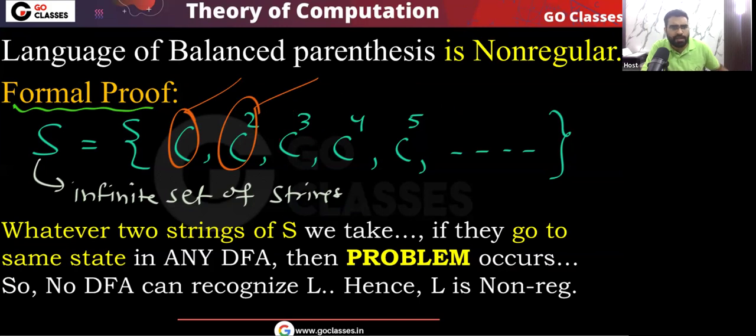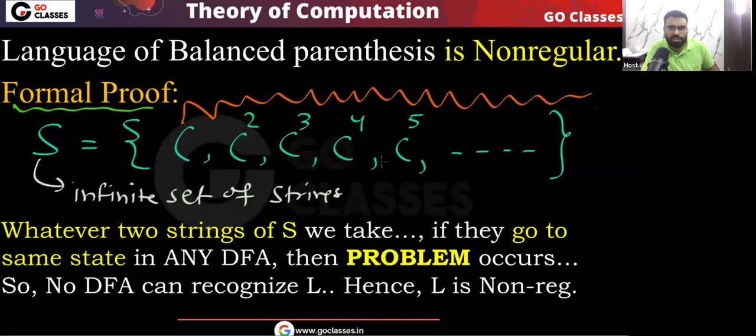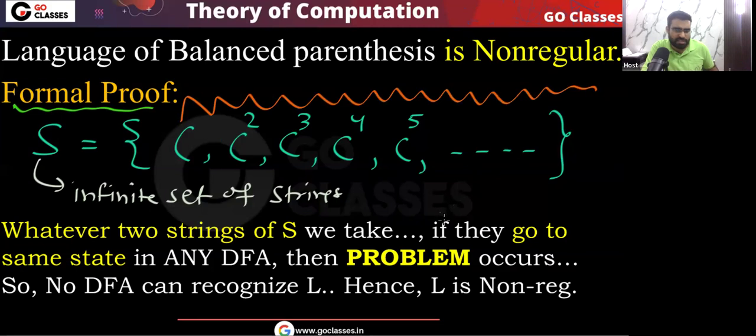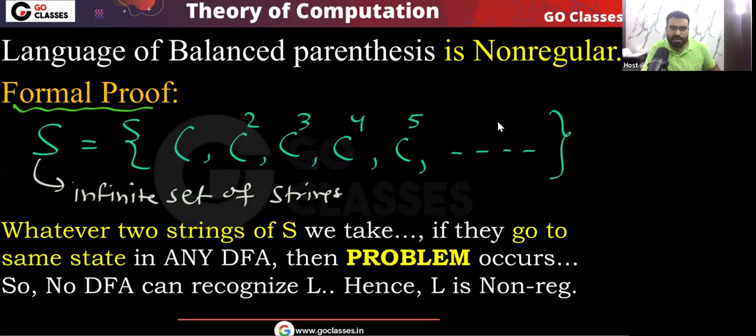Is it possible? It is not possible, because if your DFA goes to different states on all these strings, then since there are an infinite number of strings here, you need an infinite number of states in the DFA. But your DFA has a finite number of states. So definitely your DFA cannot go to different states on all these strings. So at least on two of them in this set, your DFA will go to the same state.